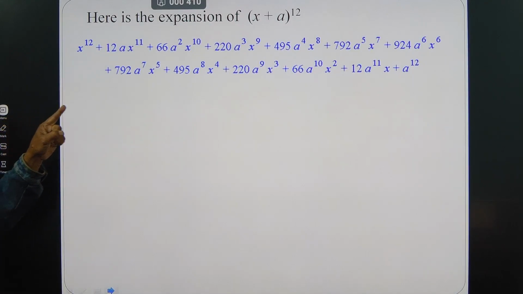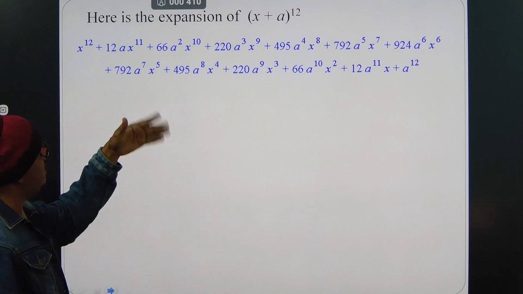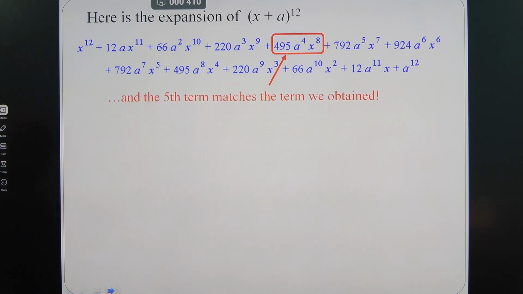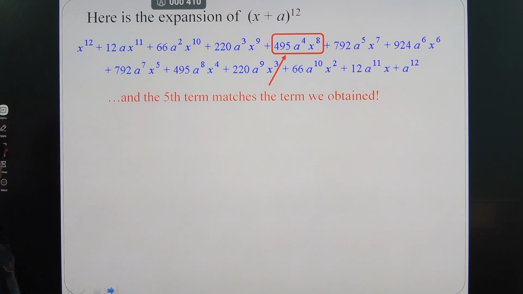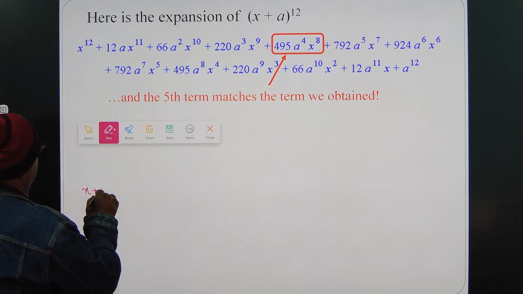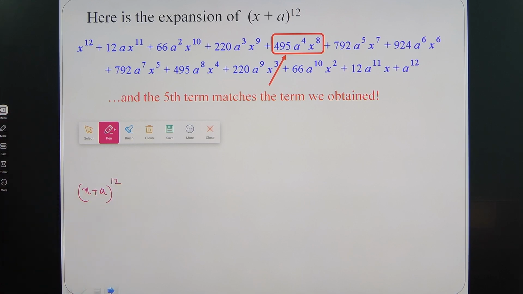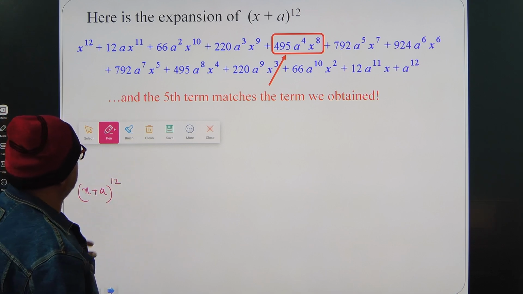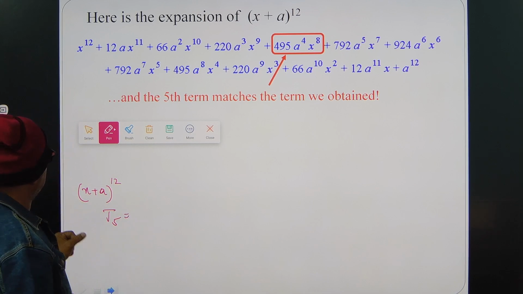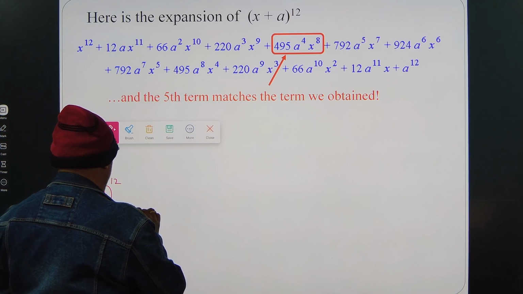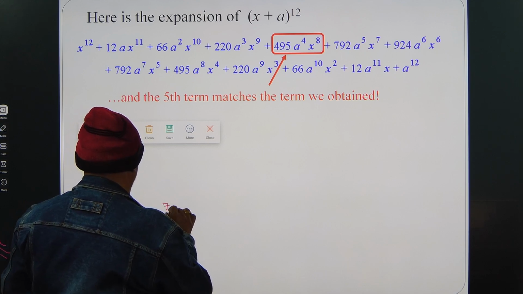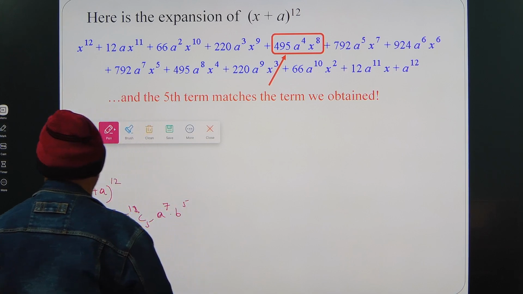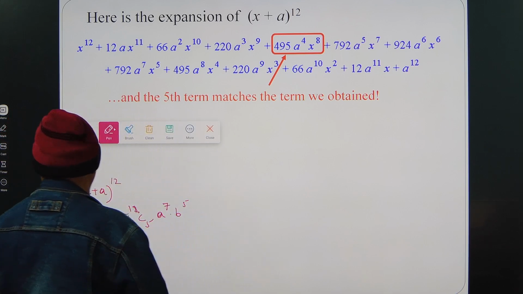Here is the expansion of x plus a to the power 12. It is a simple expansion you can follow. The fifth term matches the term we obtained. You can calculate the fifth term by applying T5 equals 12C5 a to the power 12 minus 5, that is 7, times b to the power 5.